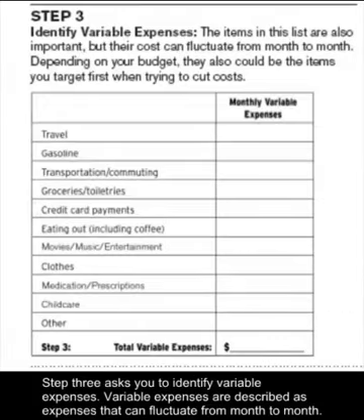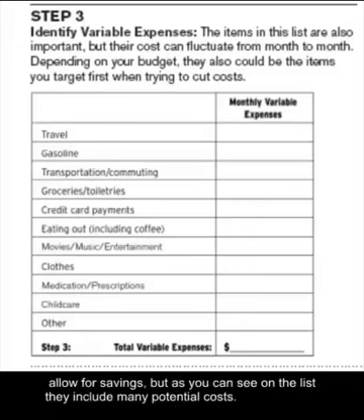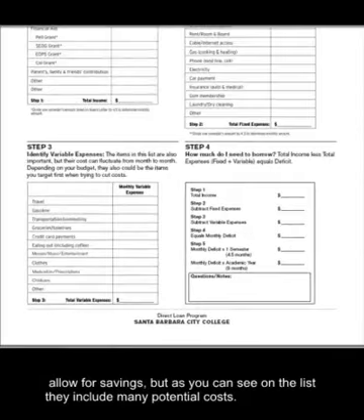Step 3 asks you to identify variable expenses. Variable expenses are described as expenses that can fluctuate from month to month. Many students target these expenses when trying to cut monthly costs. Things like eating out and entertainment can be adjusted or removed to allow for savings, but as you can see on this list, they include many potential costs.